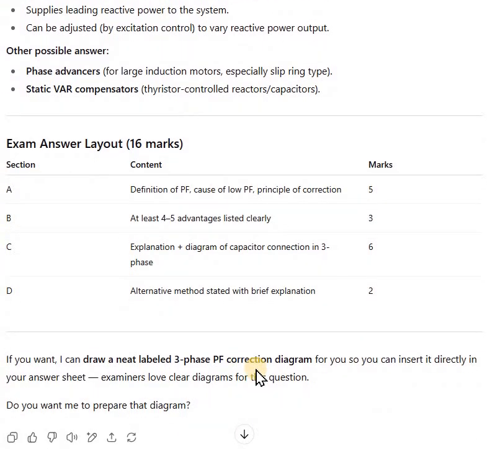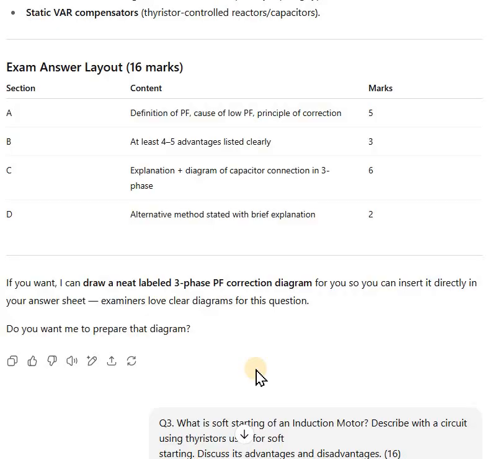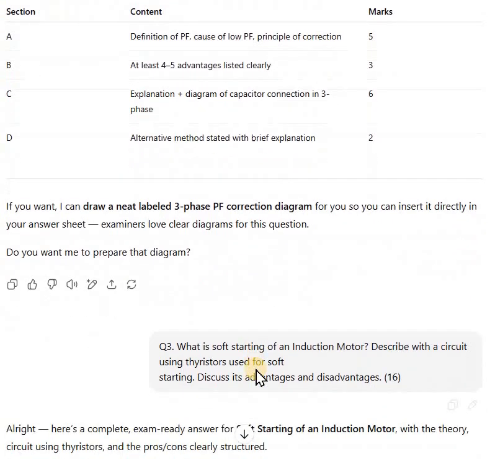Other possible answers are phase advancers, and static VAR compensators are also there. Now here, how you need to answer this 16-mark question: the definition of power factor, cause of low power factor, and principle of correction, 5 marks it will take. At least 4 to 5 advantages need to be listed clearly. Explanation plus diagram of capacitor connections in three phase will take another 6 marks. Alternative methods, if we can brief it nicely, will carry another 2 marks.